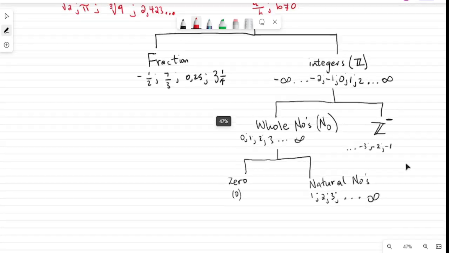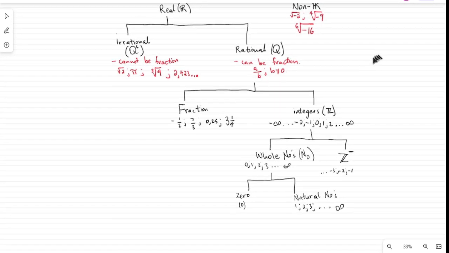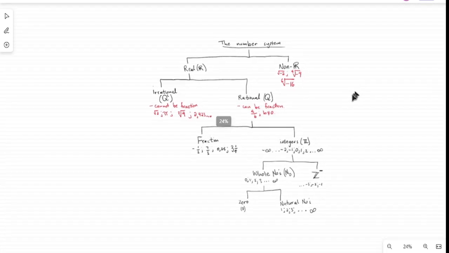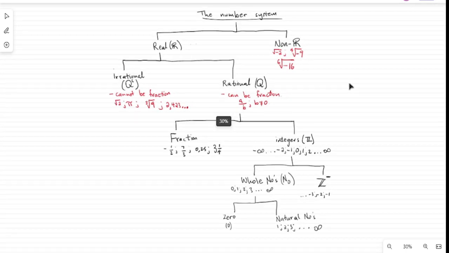And if I can just show you this family tree that I was making here. These are all the numbers, guys, under the number system.